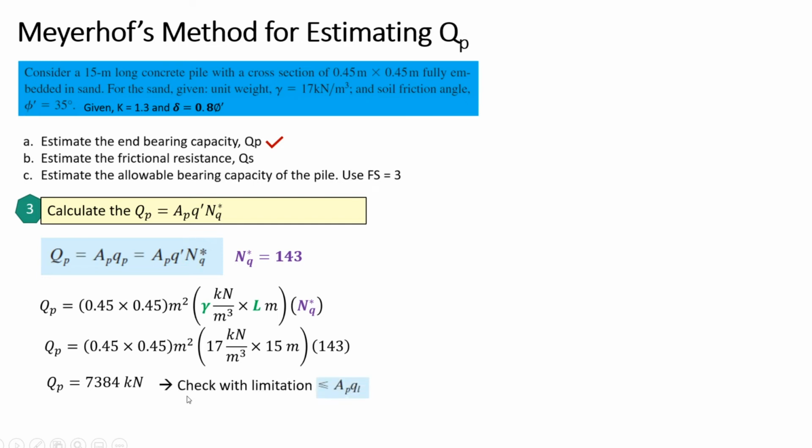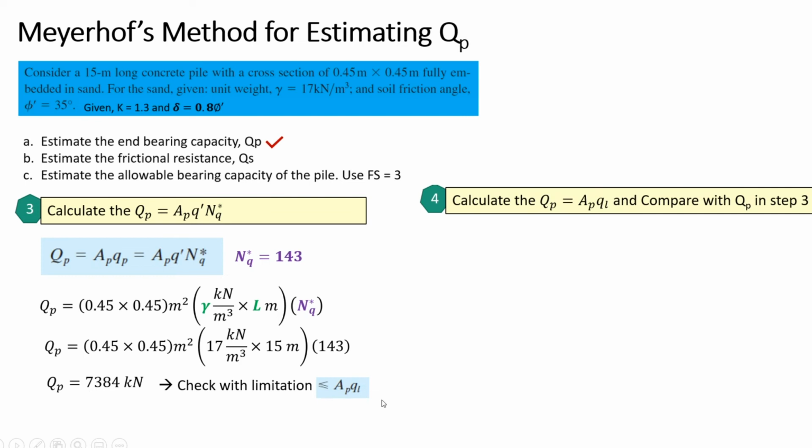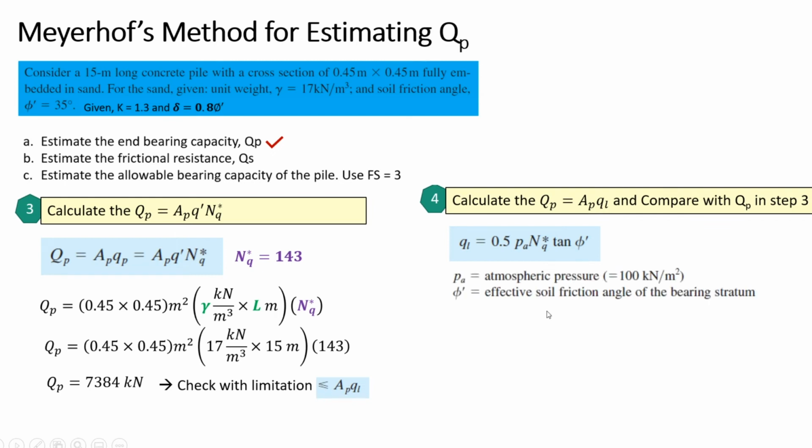But don't forget to compare or check with the limiting equation, APQL here, and compare it with the QP in this tab. So this is the equation again; you can refer to the previous video on how to get the Q limit here. Don't forget to multiply by the area to get the unit of kilonewton for the load. Just substitute all the information.